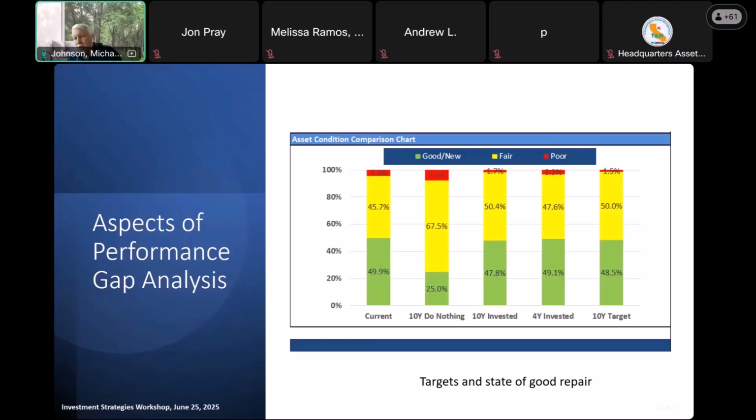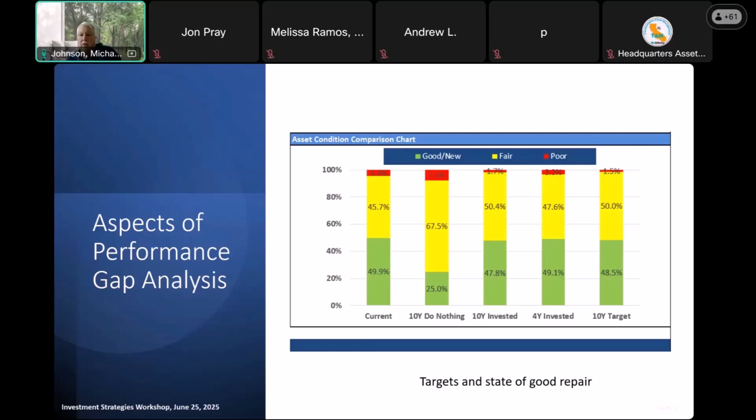From that 10-year view of life, we proportion out a 4-year invested number, right? So this all is calculated for you in this worksheet. So within the first 4 years, we would expect you to be able to reduce your poor from 4.4% down to 3.3. And you can see the corresponding changes here.